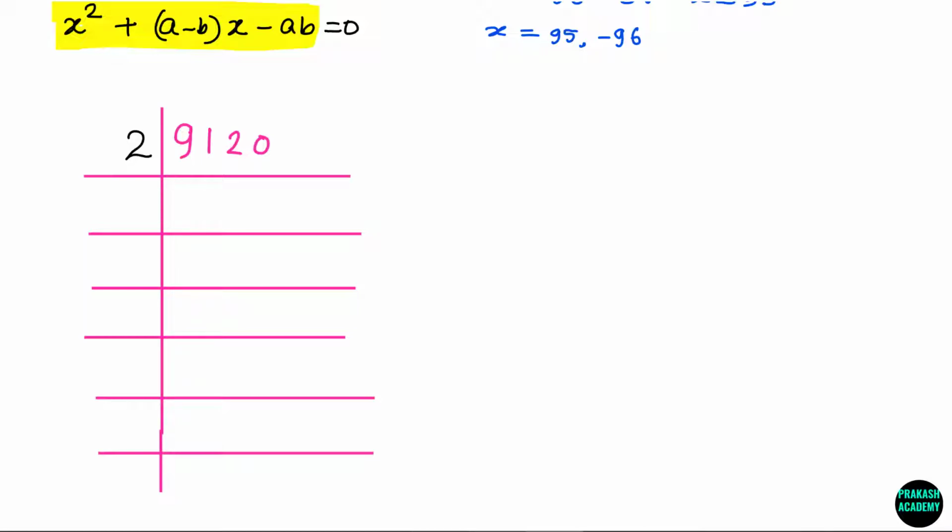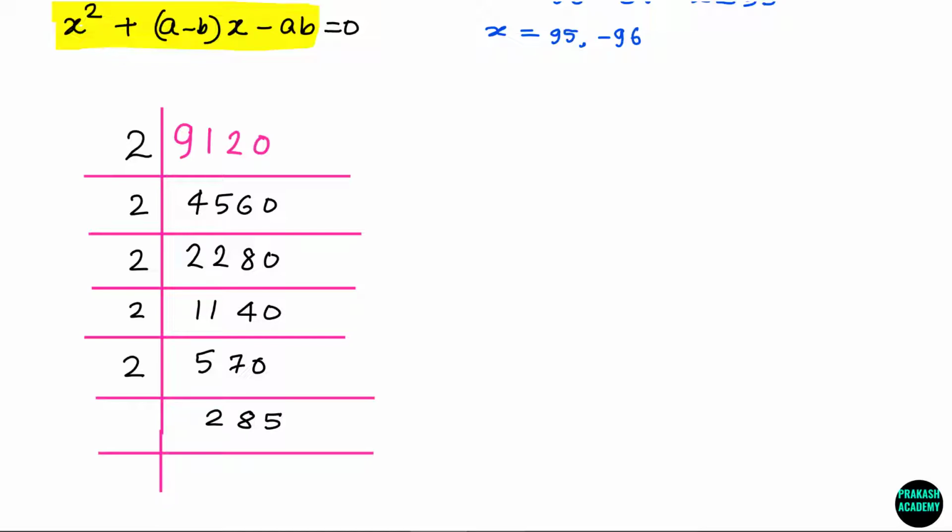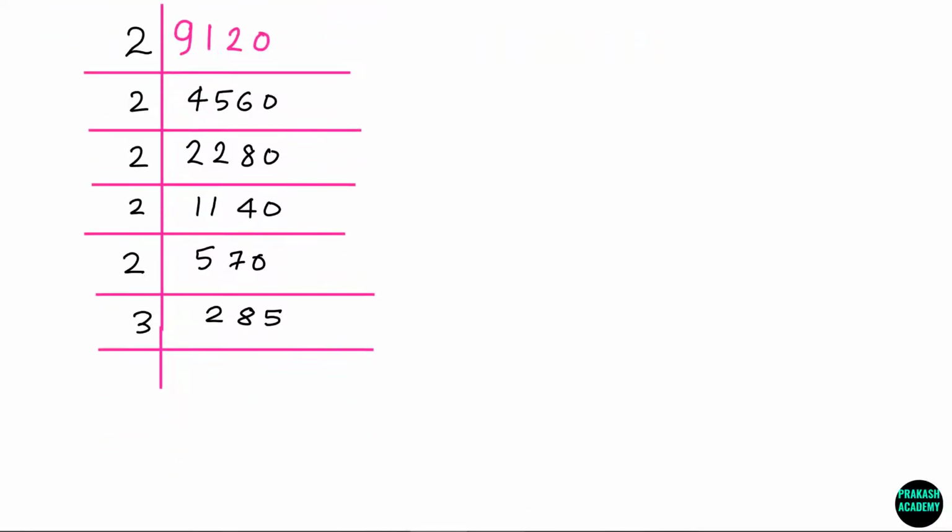If you divide this number by 2, this will be 4560. Further divide by 2, 2280. Further divide by 2, 1140. Further divide by 2, this is 570. And then again by 2, 285. And then by 3, you will have 95, and in the end, if you divide by 5, you will have 19. So how many 2's do you have? You have 1, 2, 3, 4, 5 2's.